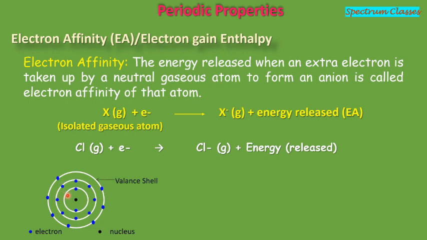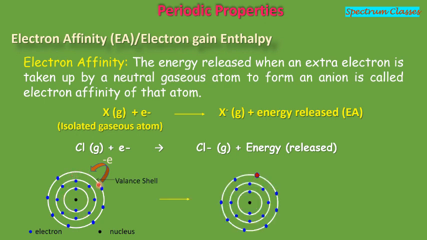This can be explained by considering this model. Here chlorine has atomic number 17, therefore it has 2 electrons in the inner shell, 8 electrons in the second shell, and 7 electrons in the valence shell, which is 1 electron less than the noble gas configuration. If we add 1 electron to this chlorine atom, it acquires a negative charge, and in this process some energy is released. Here this red dot represents the added electron. So this is termed as the first electron affinity. Here is the negative charge.